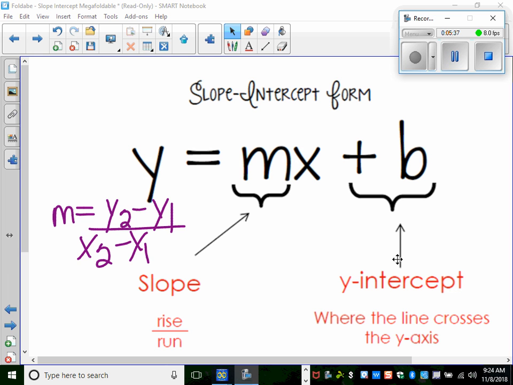Now we're giving the y-intercept a letter, which is b. Because remember in our last unit, we only said y-intercept was called y-intercept. Y-intercept now is called b. So in this slope-intercept form, y equals mx plus b, m is the slope, b is the y-intercept.